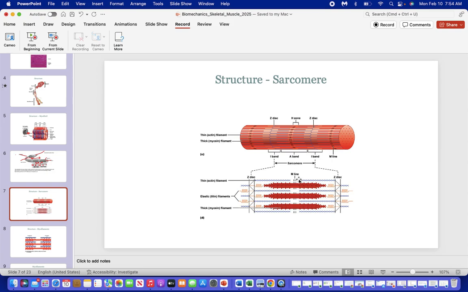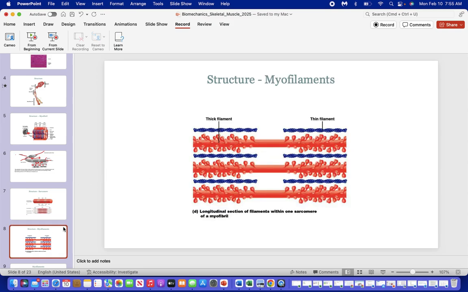Okay, and the A band, which is here, contains the myosin filaments surrounded by the actin filaments, and then the I band, again here, contains only the actin filaments. And then in the center of the A band is the H zone, and that H zone contains only the myosin filaments. Okay? All right, let's go back to this.